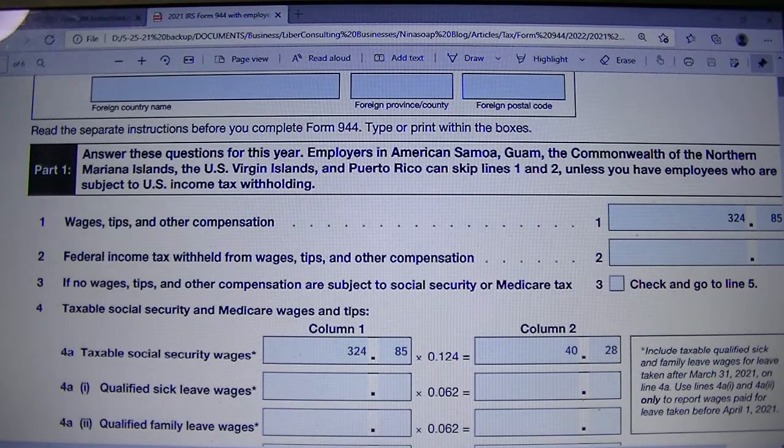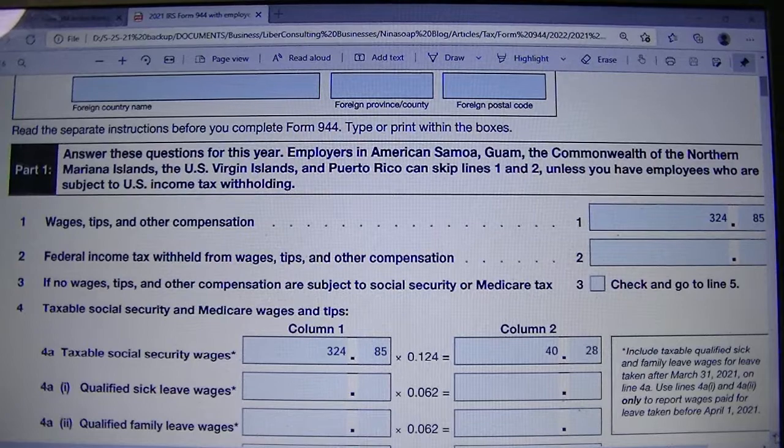Part 1 is all about the total amount of wages you pay during the year to your staff. If you are an LLC taxed as an S Corp, or you are an S Corp, you, the business owner that is working actively in the business, you are an employee as well. So your compensation is included.